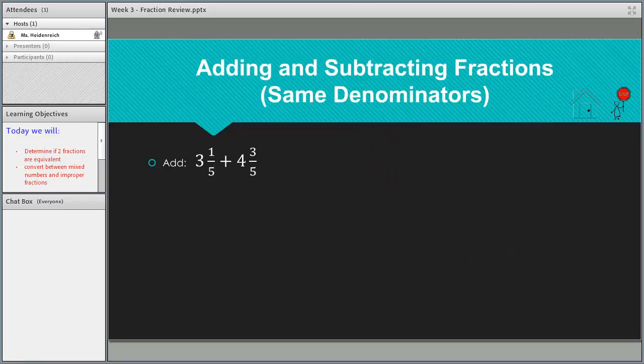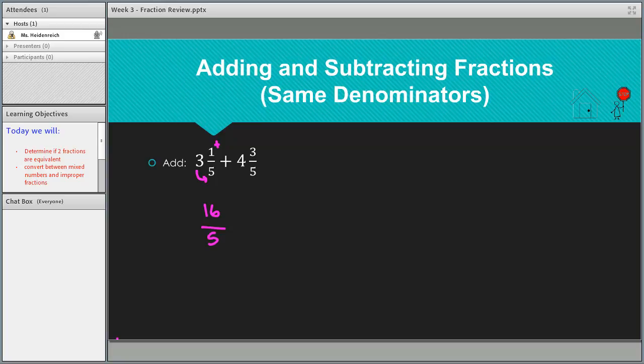Okay, we're going to move on to our third objective, which is adding and subtracting fractions. We're starting with same denominators. So I'm going to suggest that for most of these problems, unless you have another way that's working for you and you're getting all the same right answers, I would request that you start by getting everything turned into an improper fraction. So we're going to do 3 times 5 to get 15, plus 1 to get 16, and then we have it over 5.